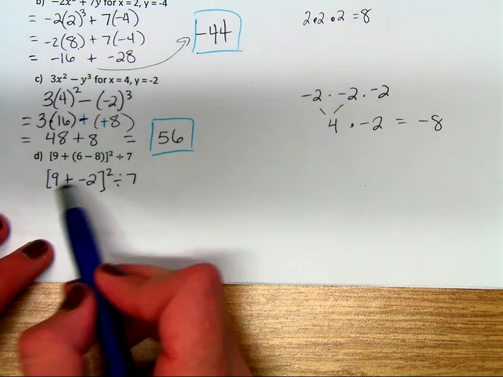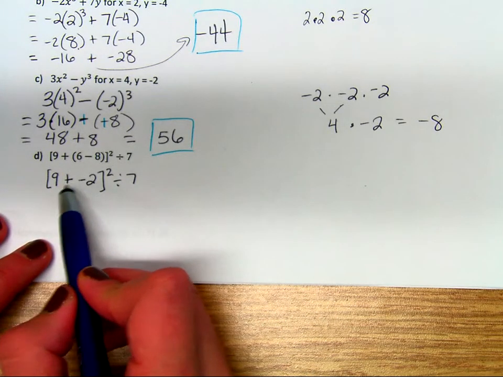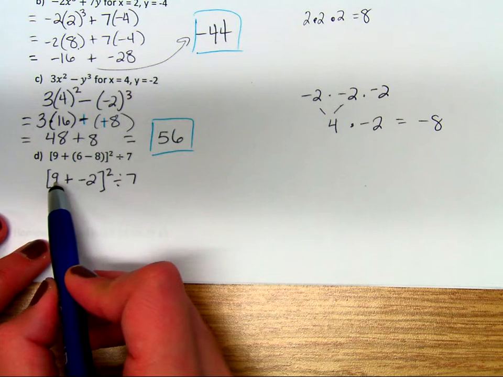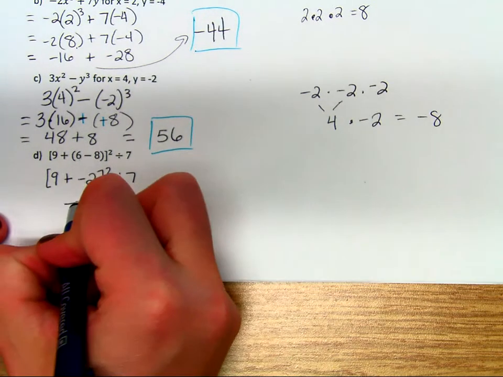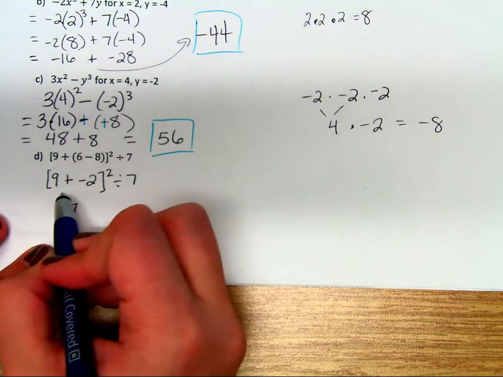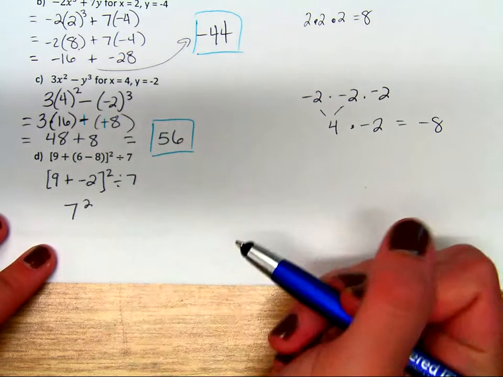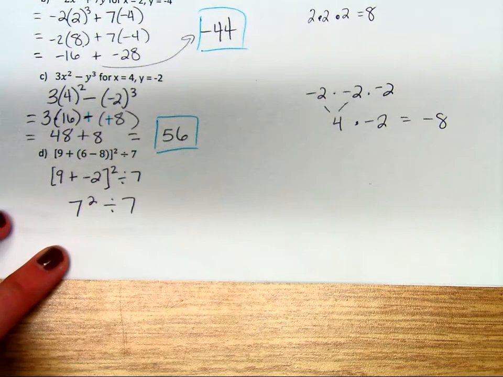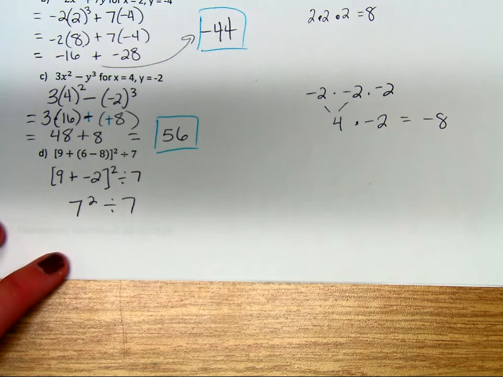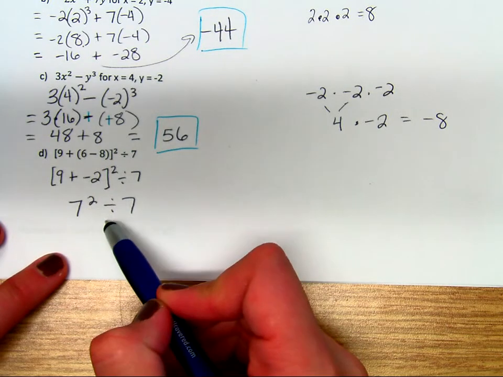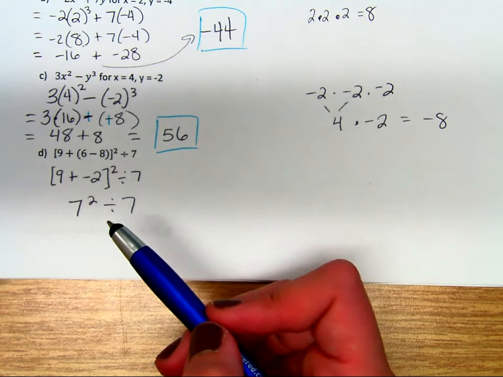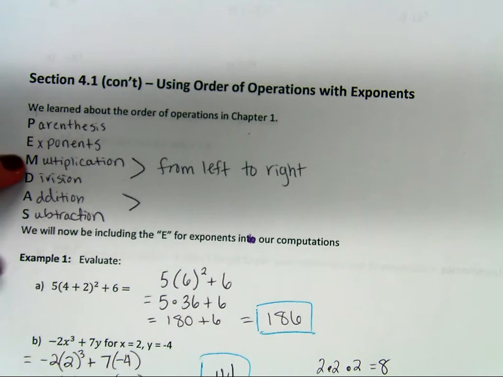Okay, I still have some grouping symbols here, and I have things to do in there, so I'm going to do that next. 9 plus negative 2 gives me 7. And I could bring down the brackets. I don't really need to because all I'm doing now is squaring it. Squaring the 7. So now I have exponents and division left. And between those two, exponents come first. The E comes before the D.